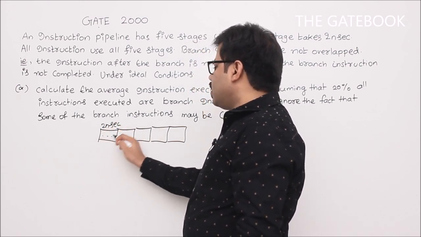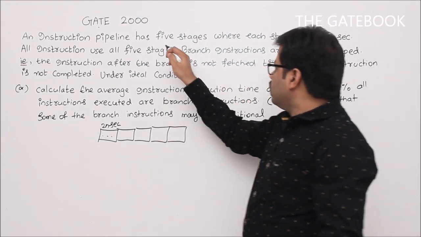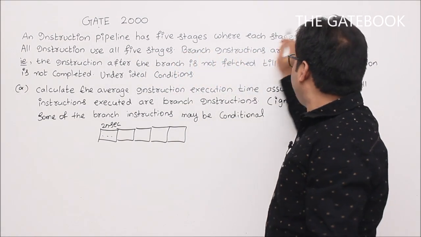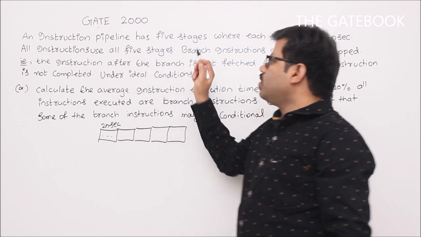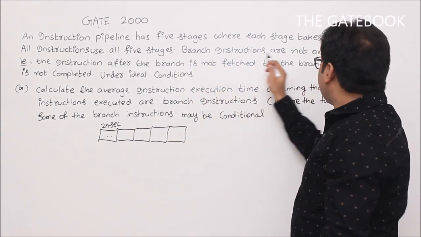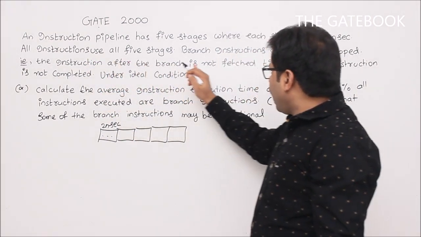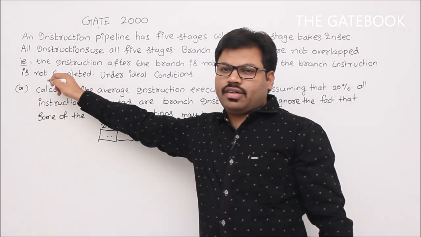Assume that each stage takes 1 clock cycle. Now the next line is: branch instructions are not overlapped. Before that, one more statement is there: all instructions use all 5 stages. Generally it happens. Branch instructions are not overlapped, that is, the instruction after the branch is not fetched till the branch instruction is completed.